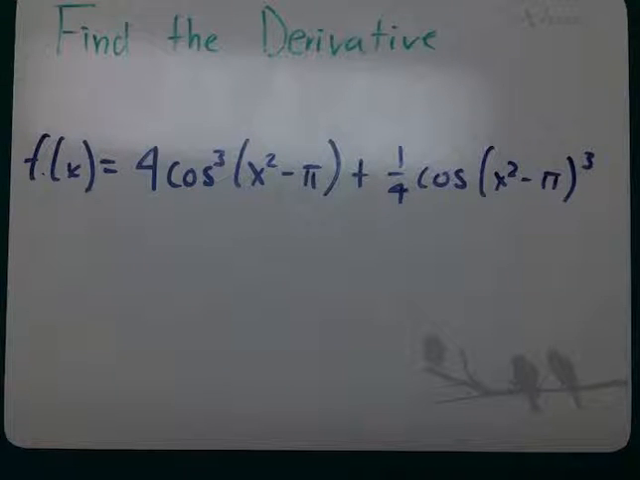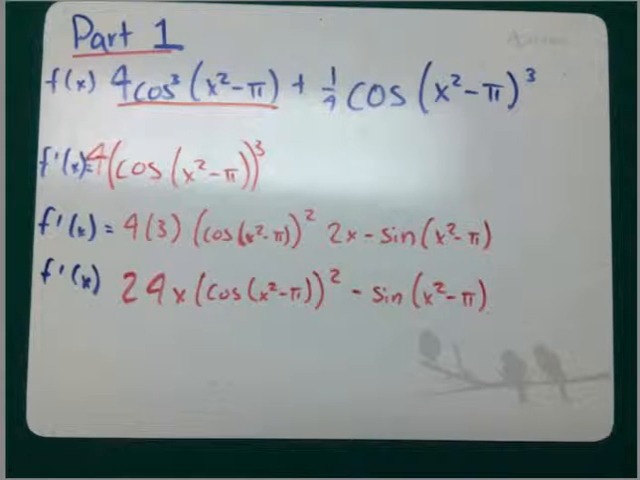We have to take the derivative of this problem, which is f of x equals cosine cubed of (x squared minus pi) plus 1/4 cosine of (x squared minus pi) cubed. We are going to divide this problem into two parts, part 1 and part 2. First, we are going to derive part 1.